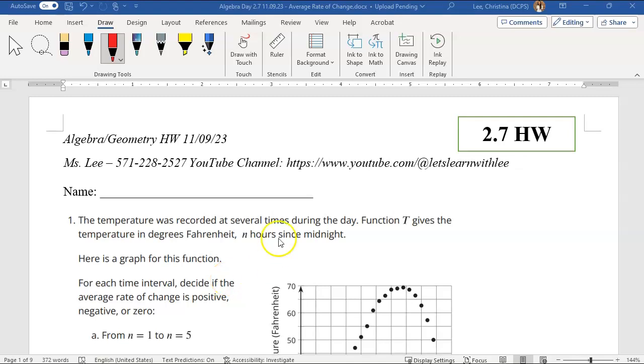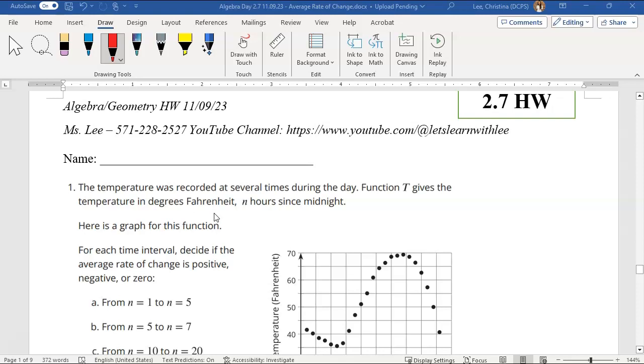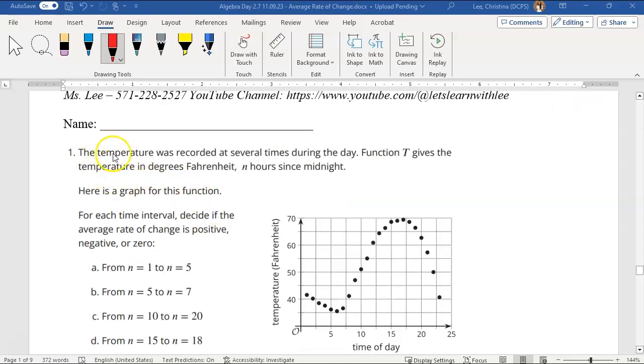Hey everyone, this is Homework 2.7, and today we looked at the average rate of change. So today we're going to be looking at a couple of examples of that. The temperature was recorded at several times during the day. We have this graph here showing us that.